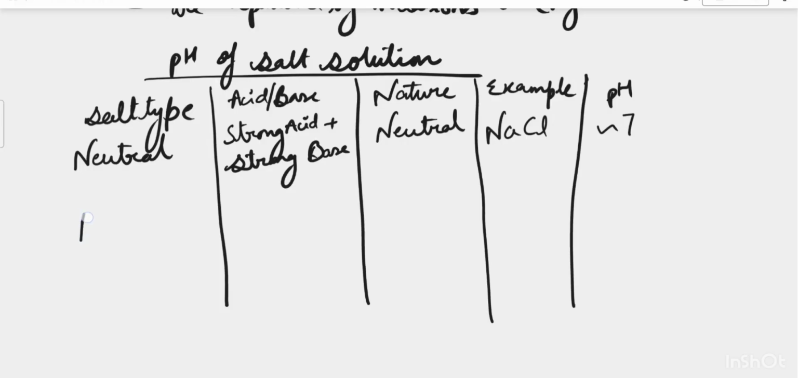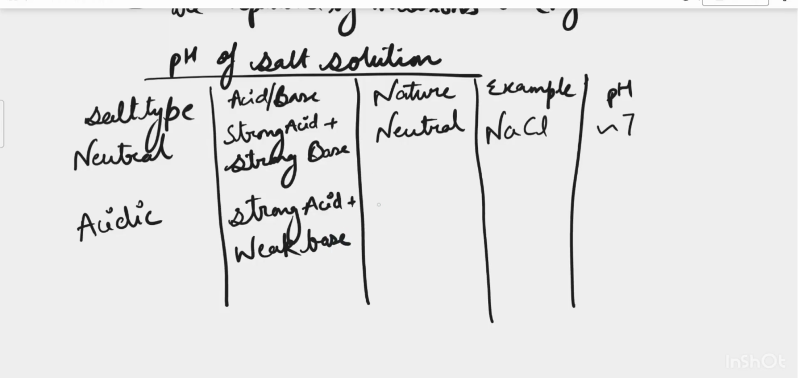Now another one is acidic. Another type of salt is acidic salt. It is formed from a strong acid plus weak base. Its nature is acidic. Example NH4Cl, and its pH is less than 7.